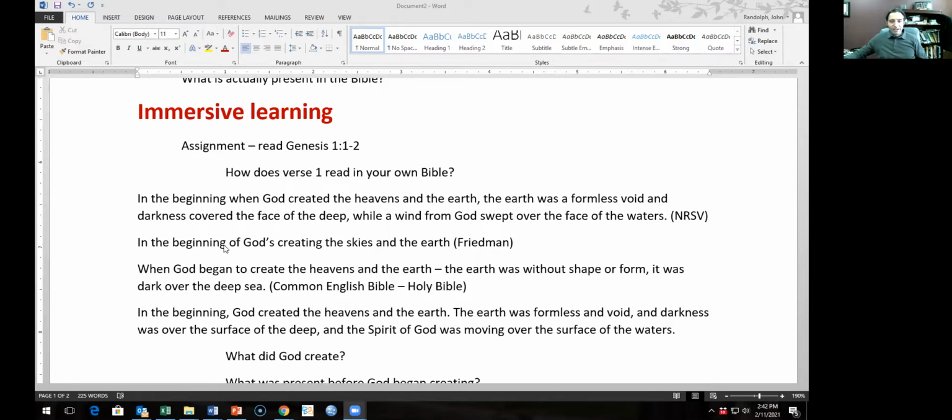In the beginning, when God, in the beginning of God's creating, when God began to create, in the beginning God created. There's some creative license. Again, like I said in our first recording, ancient Hebrew is a very condensed language. An easy one-to-one translation into English is really not possible, I'm going to argue, because of the vast cultural difference and also the difference in time.